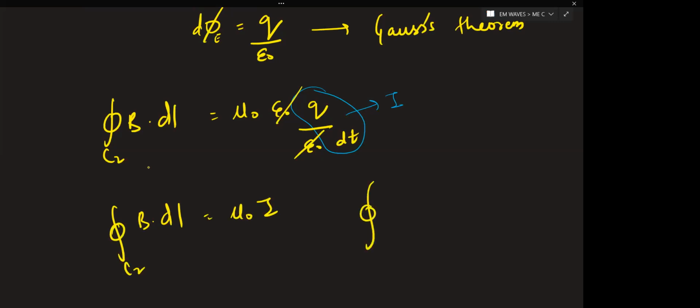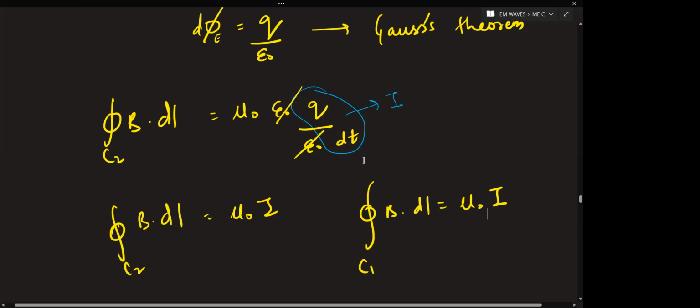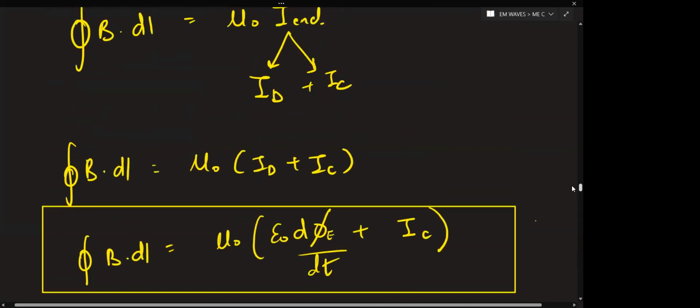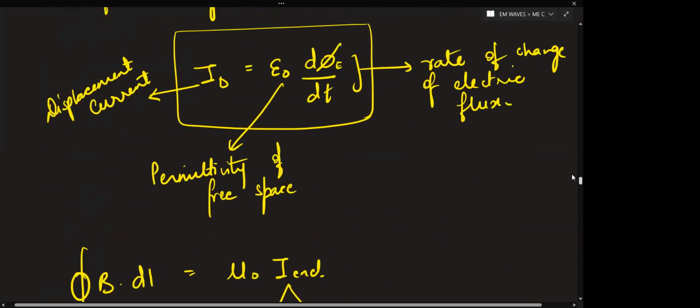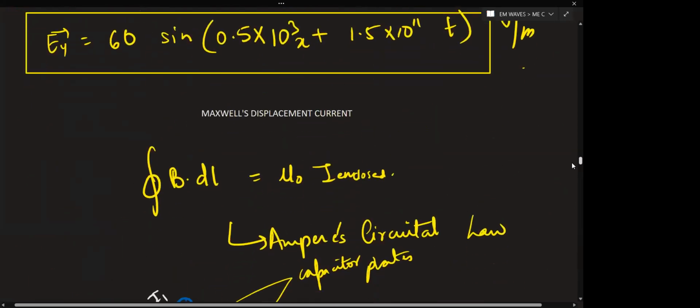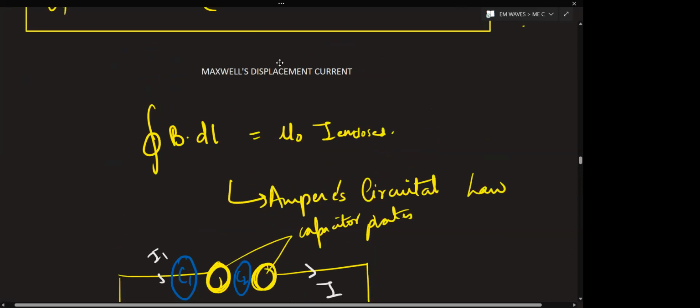And what was B dot dl for C1, where the current had flown? Mu naught I. So now you can see that for both the loops it is coming mu naught I. It means there was a necessity of displacement current to be put along with it. Got it, class? So this is the concept of Ampere's modification of Ampere's circuital law. Note down these points, then we'll see some properties of this and the questions to it.